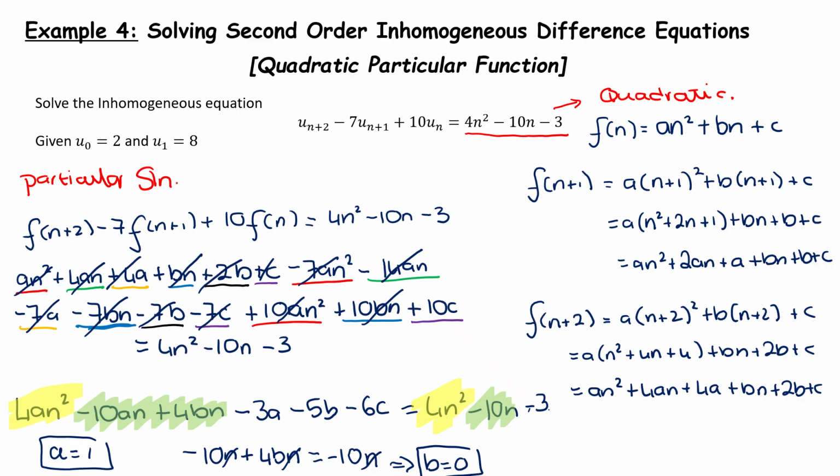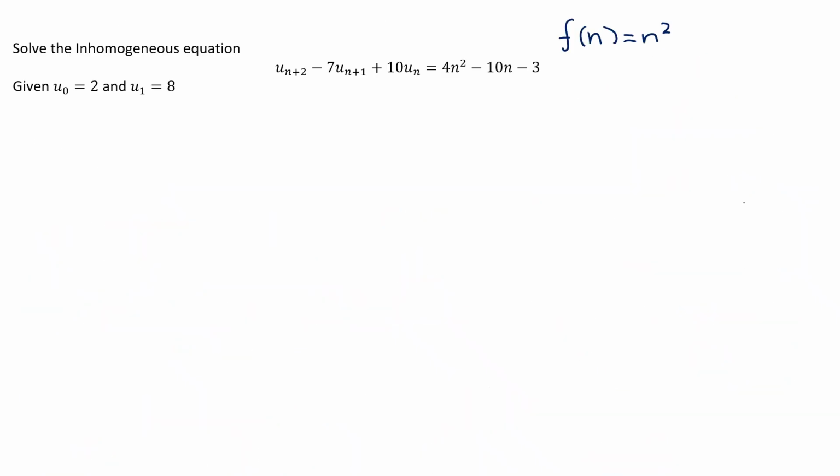And then our last one is, well, minus 3a, which is just minus 3, minus 5b, which is 0, minus 6c is equal to minus 3. So c is also equal to 0. So we're getting a is 1, which means that our function after all of that, f of n, is simply equal to n squared. So now let's deal with our complementary solution.